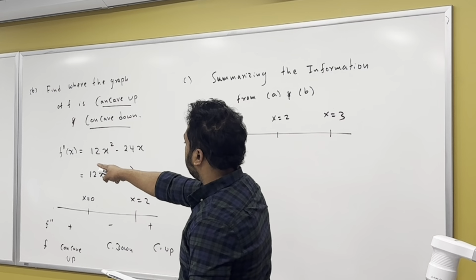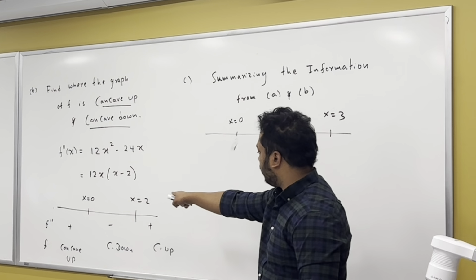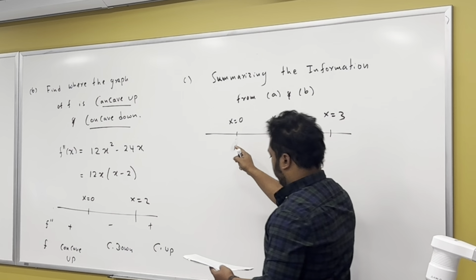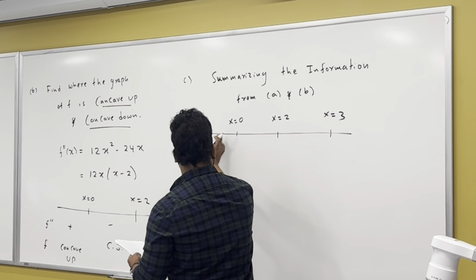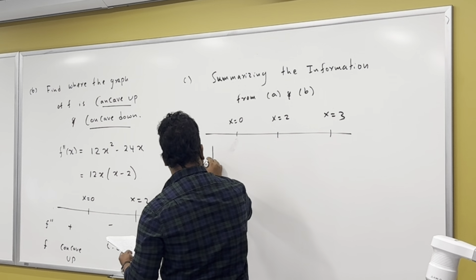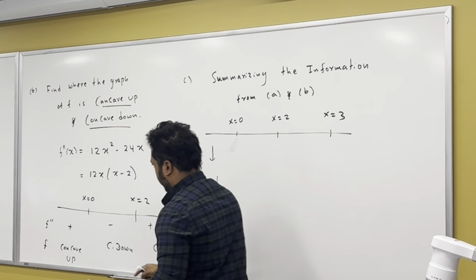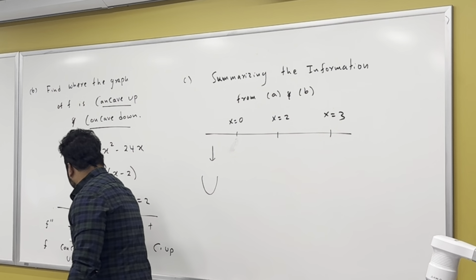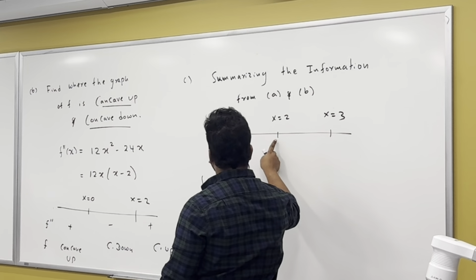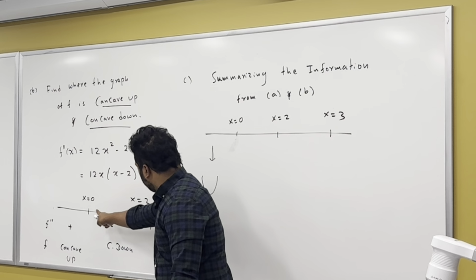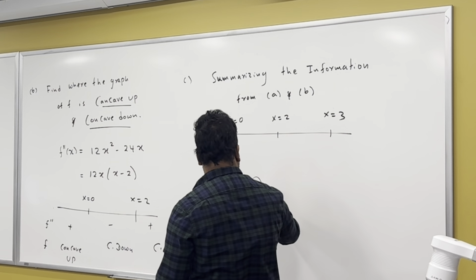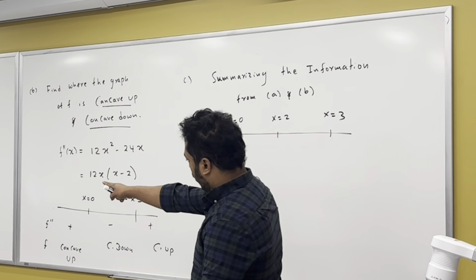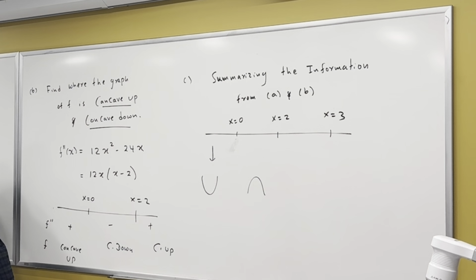First derivative gives me 0 and 3. Second derivative gives me 0 and 2. I include all those, and I'm talking about what happened less than 0. So I know it's decreasing and concave up. Less than 0, decreasing and concave up. In between 0 and 2, concave down. The graph looks like this. And in between 0 and 2, I know it's decreasing.